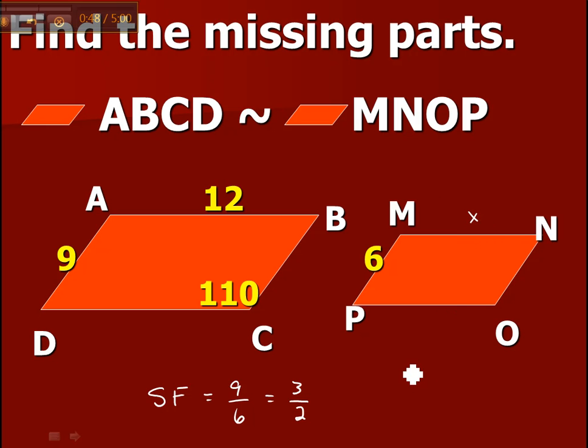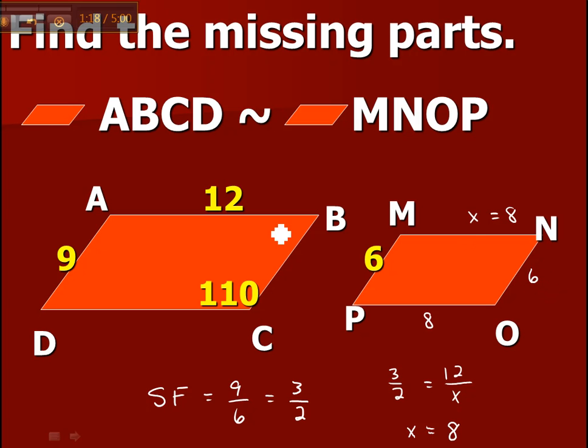So if my scale factor is 3 to 2, I can use that to find the length of MN. So I can say 3 to 2 equals 12 to X. Either using my cross product or just some problem solving, I end up with X equals 8. So MN is 8. Because these are parallelograms, I know that opposite sides are congruent, so PO is 8. The length of NO is going to be the same as the length of MP. It's going to be 6.